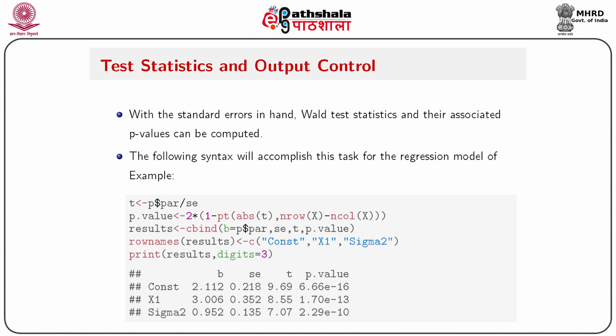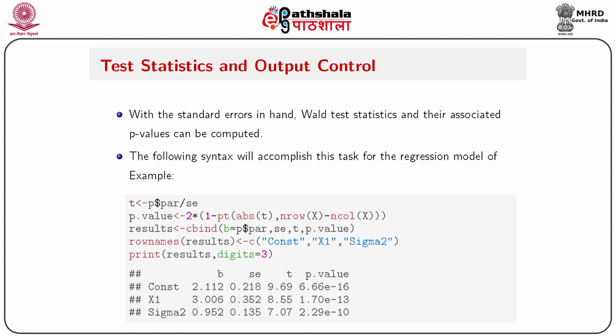So the results equals cbind of the estimates, p dollar par, then the standard error, then the t statistics, and then the p-value that was calculated in the previous line. Then we give names to those rows, for results: the first one is constant, the second is x1, and the third is sigma. Then we can print the results up to 3 digits, and that will give you this table of the regression analysis, where the first column provides the estimates of all three parameters, beta naught, beta 1 and sigma square: 1.73, 3.61 and 1.07, whereas the standard errors are 0.2, 0.365 and 0.15.